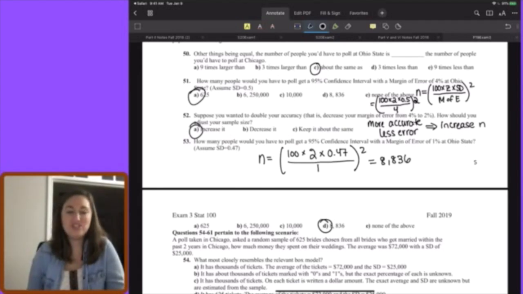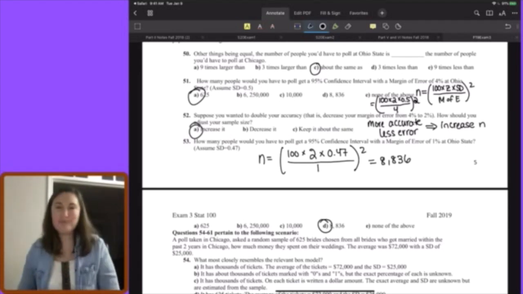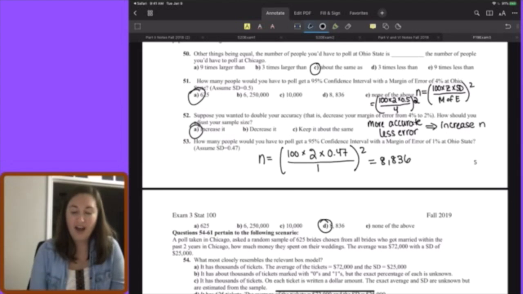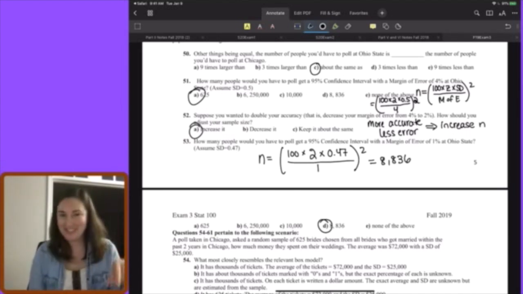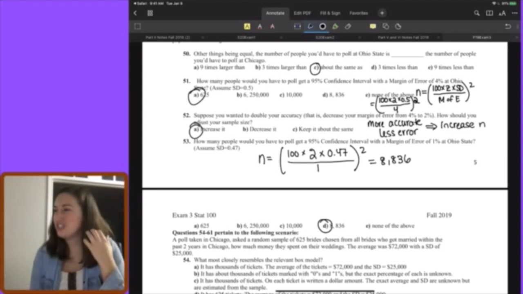Cool. So these are a little bit conceptual with the accuracy and error, and how that relates to your sample size, but then the quick formula is really nice for doing these. Any questions on that?